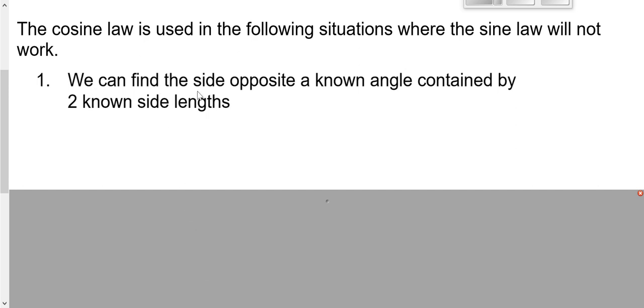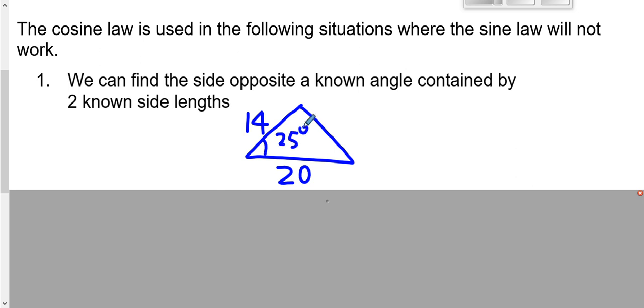Here we can find the side opposite a known angle contained by two known side lengths, like this. Let's say this is 14 units, this is 20 units, and this angle is 25 degrees. Then you can find the length of this side.